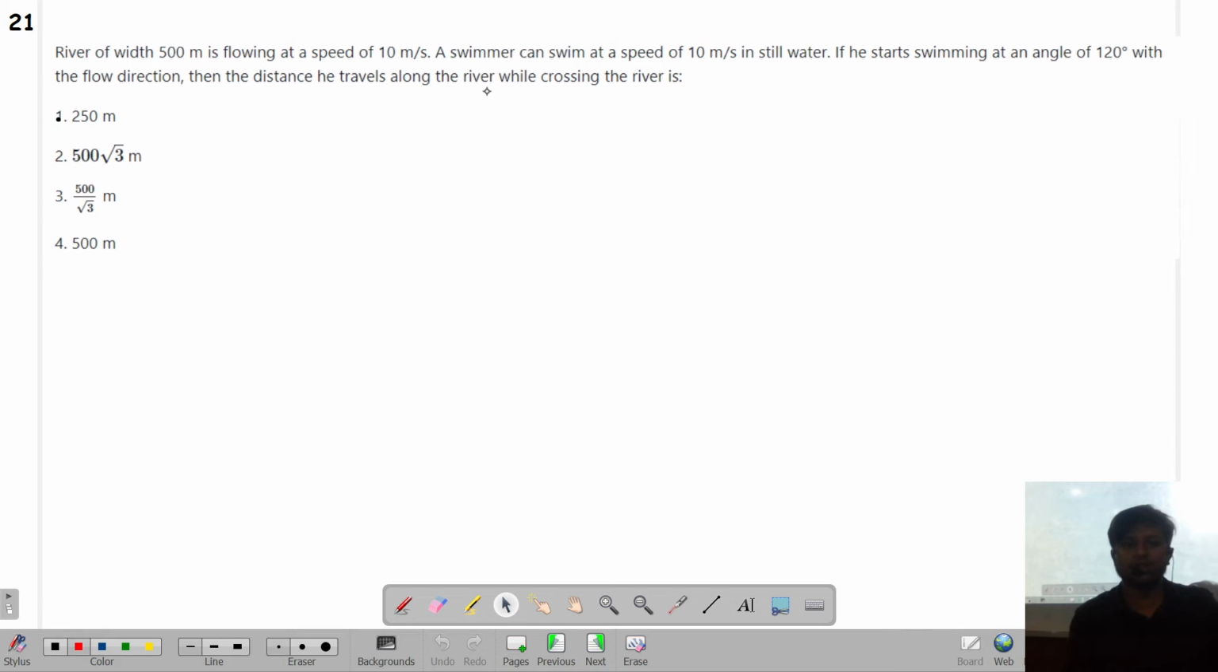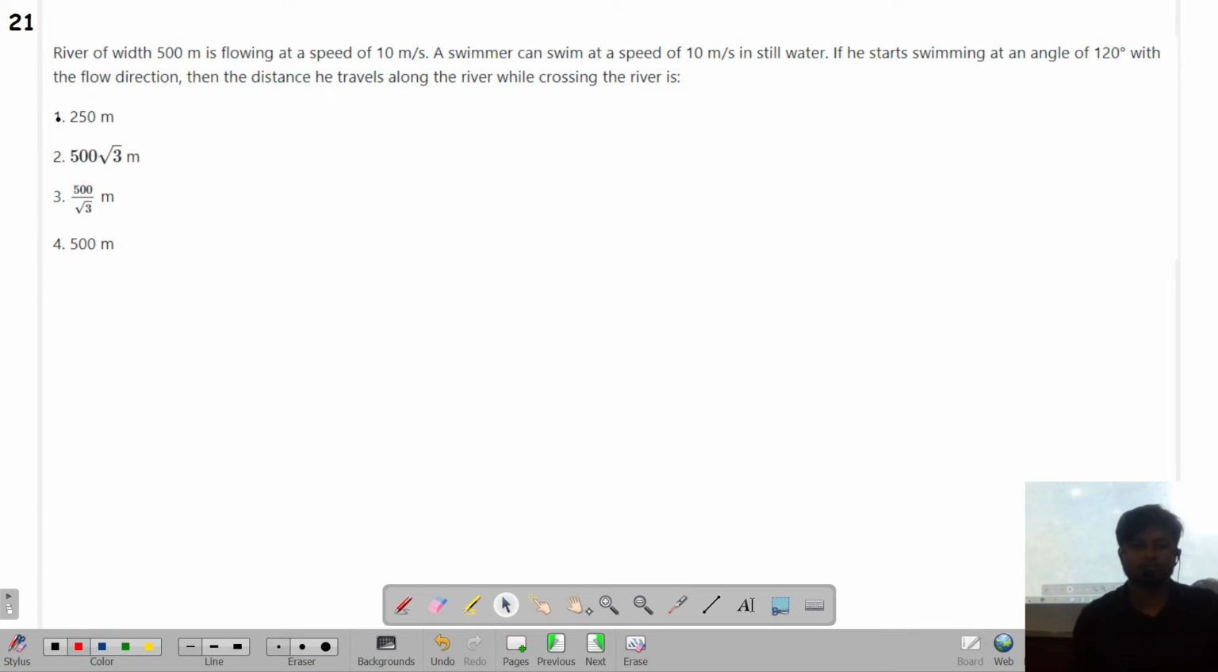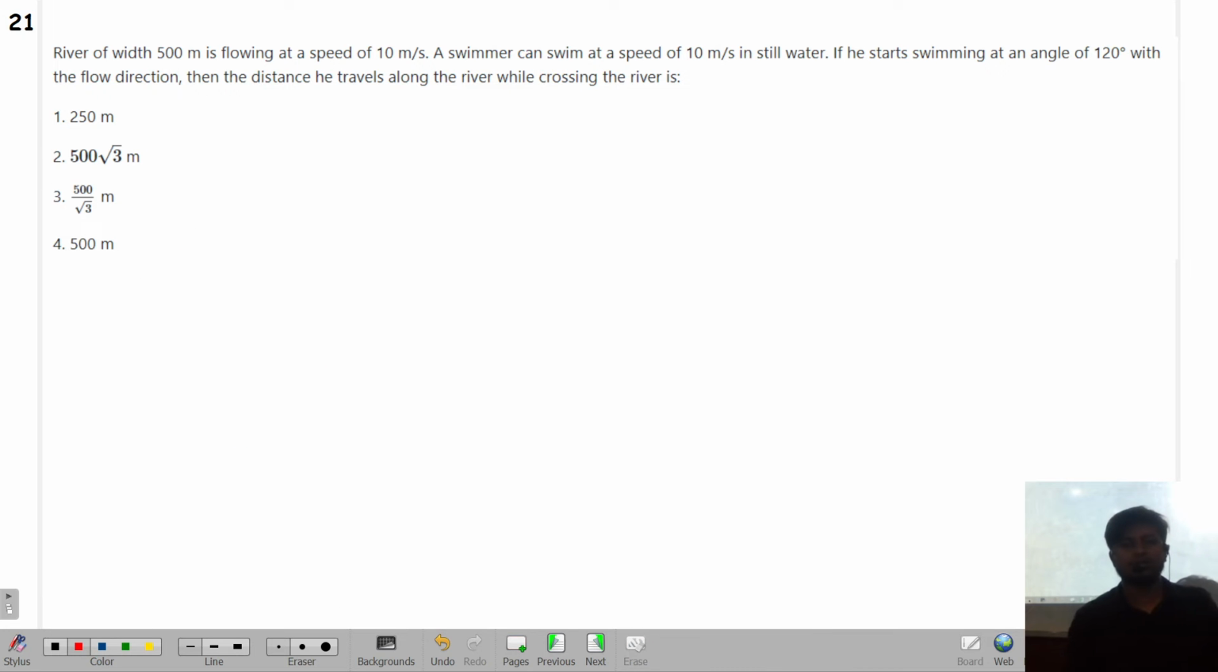Again, this question is not in your book. Okay, solve this. It is there. What is it saying? A river of width how much? 500 meters is flowing at a speed of how much? 10 meters per second. A swimmer can swim at a speed of how much? 10 meters per second in which kind of water?